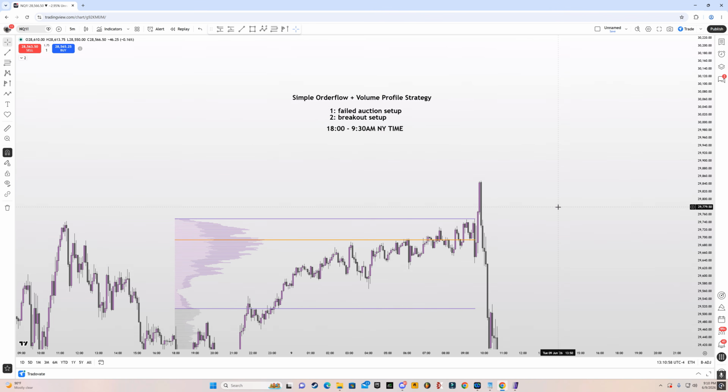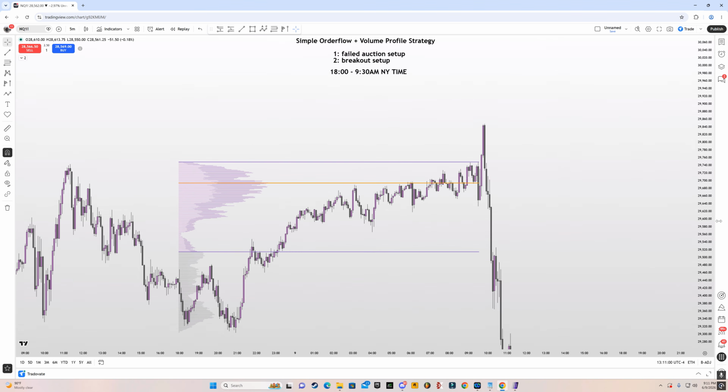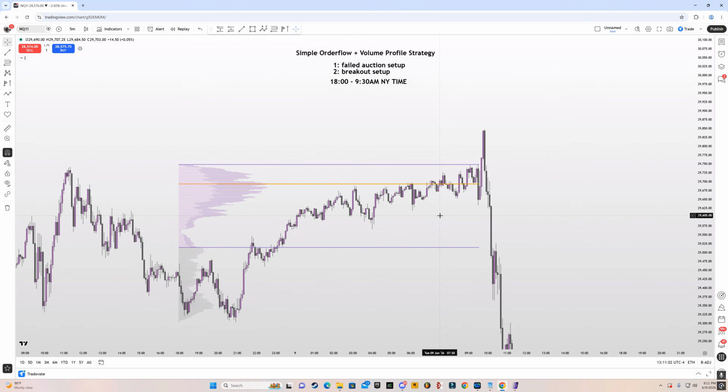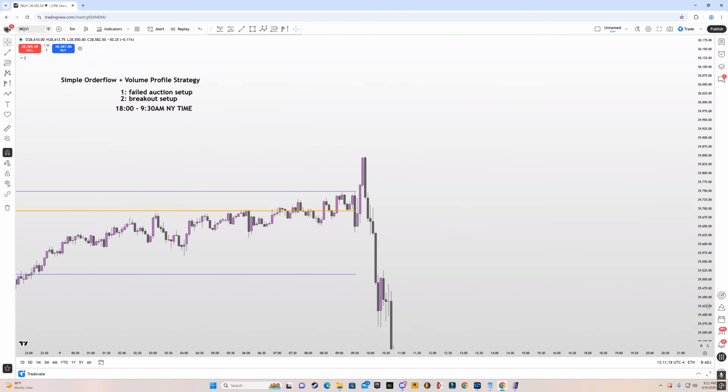So right here, let's talk about how, so this happened today, and I'm going to teach you how you would have taken this trade using ICT first, and then I'm going to teach you how you could have taken it with order flow like I did during a live stream in the Discord. Okay, so we have the volume profile from 18 till 9:30. Now look what just happened here.